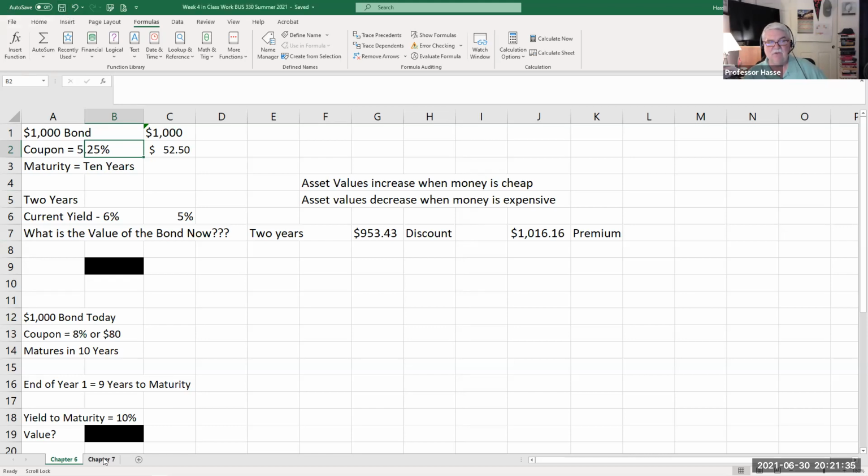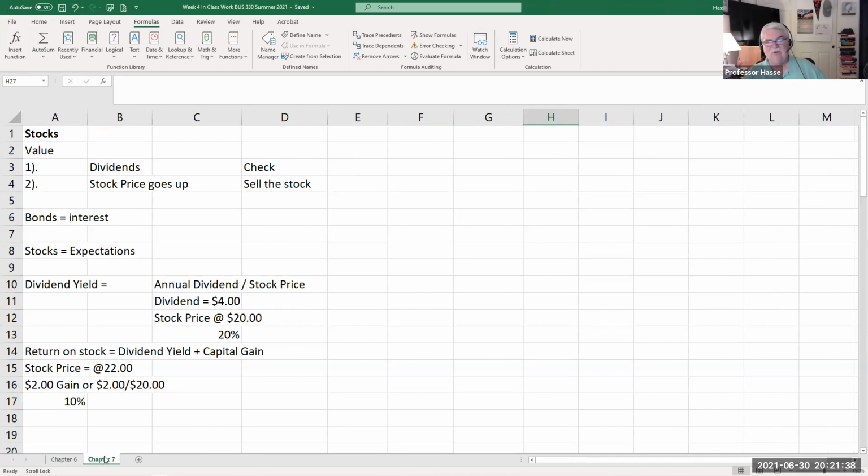Chapter 7 talks about stocks, which is a whole other situation. Bonds, we know, as I said earlier, we know exactly what we're getting. Stocks, we have no clue. We go to Robinhood, we go to our broker, we go to E-Trade, and we buy a stock. Why do we buy it? We hopefully can get dividends, and hopefully the company's performance in the future has the stock price going up. Either way, we get paid for that.